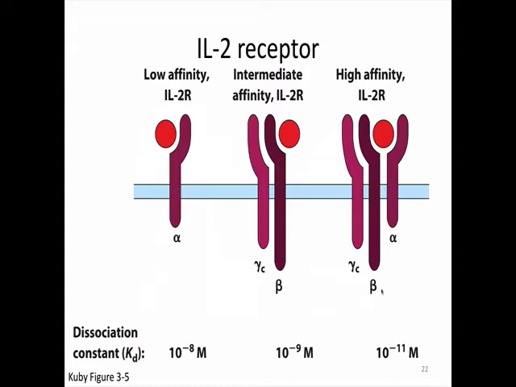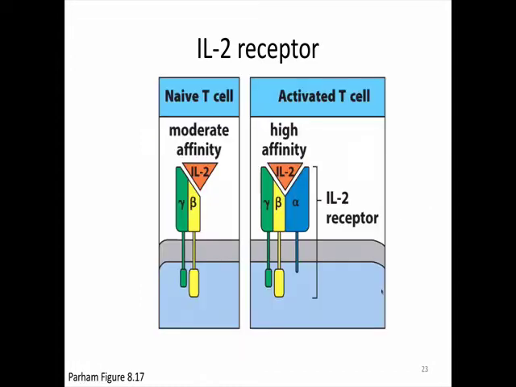At the beginning, when our T cells are naive, they express only the beta chain and the gamma chain and have a moderate affinity for IL-2. So they can get some signals from IL-2. When that T cell starts to become activated, it will begin to make the IL-2 receptor alpha chain in addition, and will suddenly have a high affinity IL-2 receptor to bind to IL-2 much more strongly than it could before.